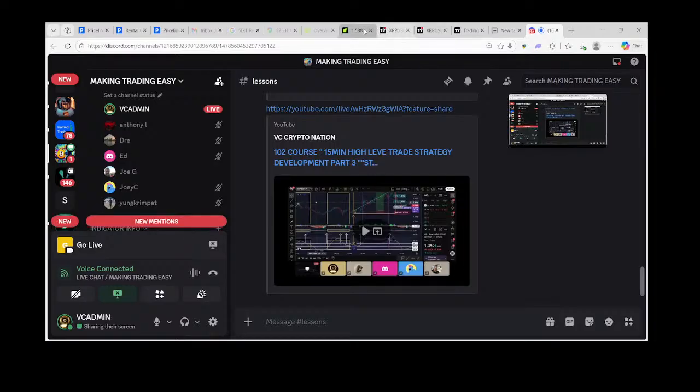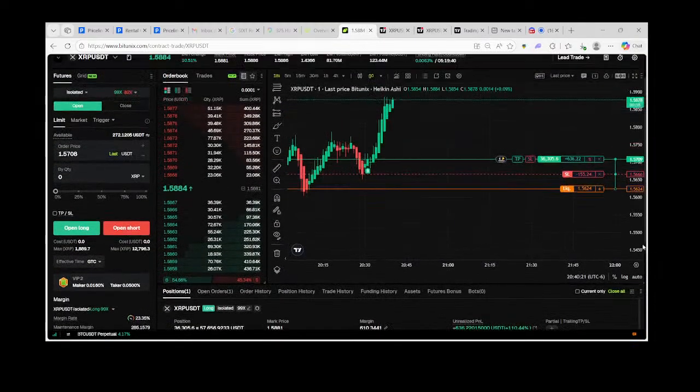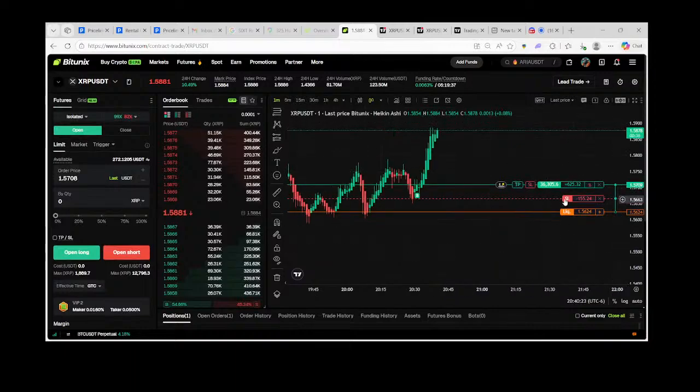Yeah, so this trade's right now still working, it's still live. We're running it right now. So I'm just gonna move my stop loss up here, and we'll go from there. But yeah, that's what we have now.